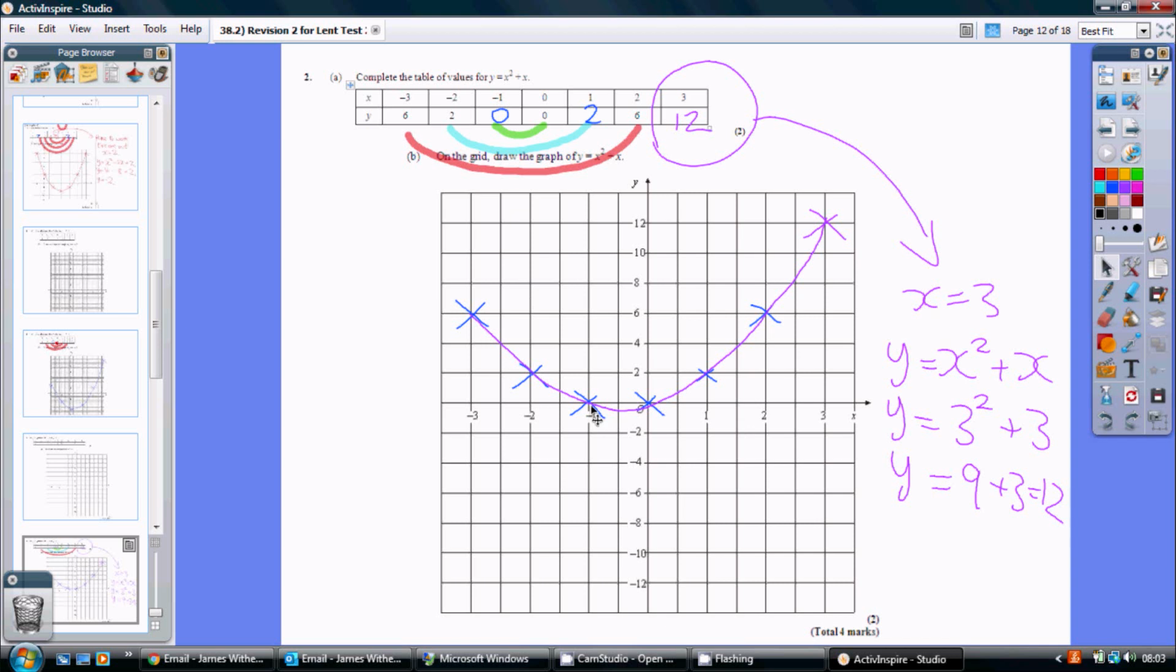Now do make sure you don't give your curve a flat bottom, it's not a vase, so always make sure it's just a nice gentle curve.